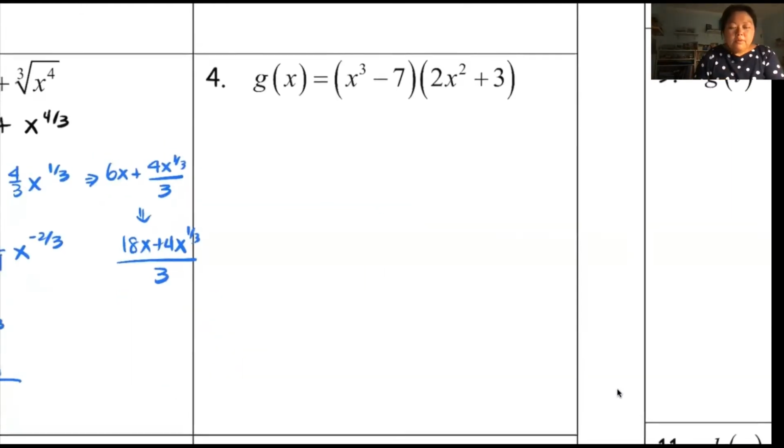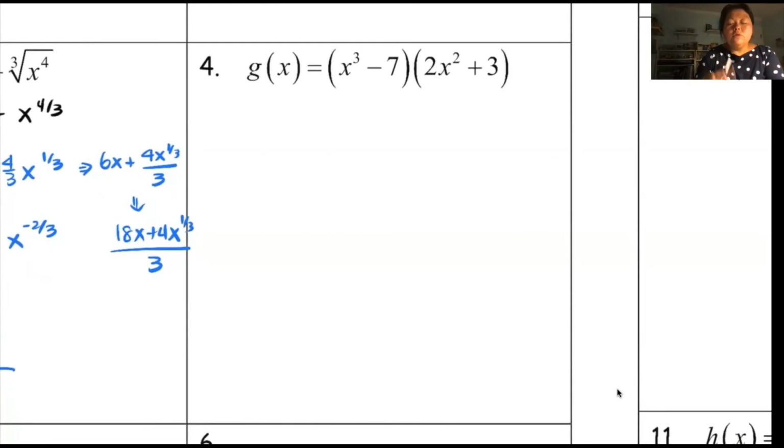Okay, so in this problem, we have a product here. And normally with a polynomial function like this, I would recommend that you go ahead and multiply this out and get it into standard form, and then take the derivative. But because we don't have enough tools to show you that product rule really works, we're going to show you using this that product rule really works. All right, so remember, product rule is g prime of x.